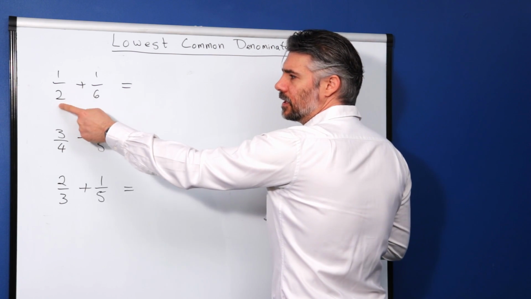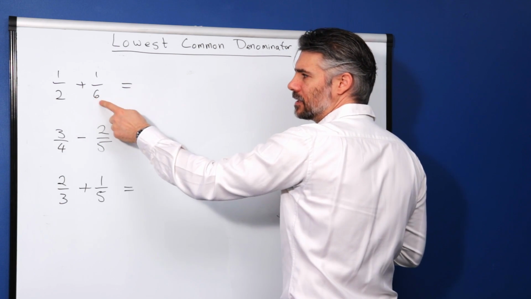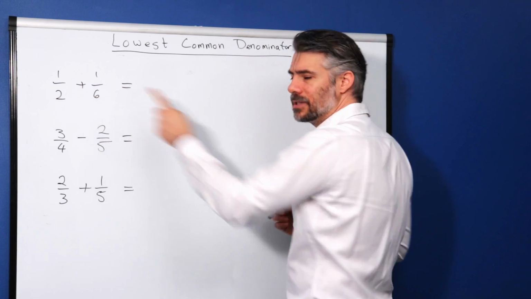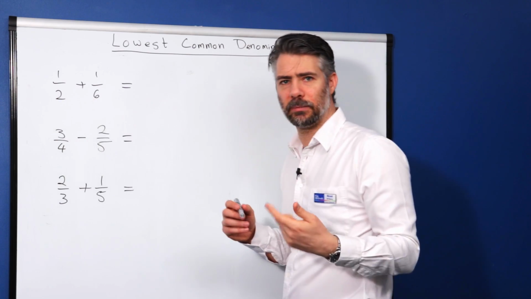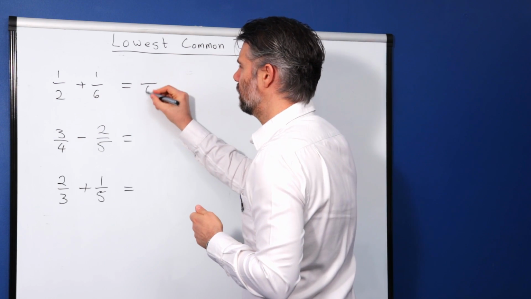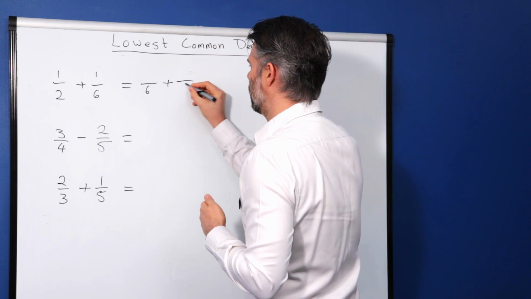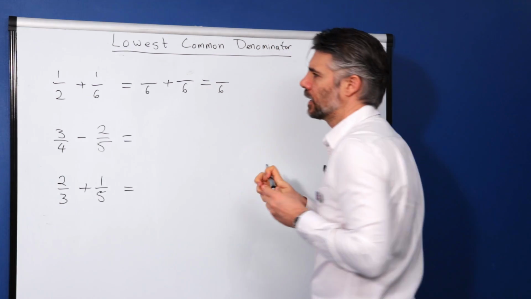If the smallest denominator can be multiplied by something to make the biggest denominator, then we'll use that as our common denominator. So in this case, 2 can be multiplied by 3 to get 6. So this will be something over 6 plus something over 6 is equal to something over 6.